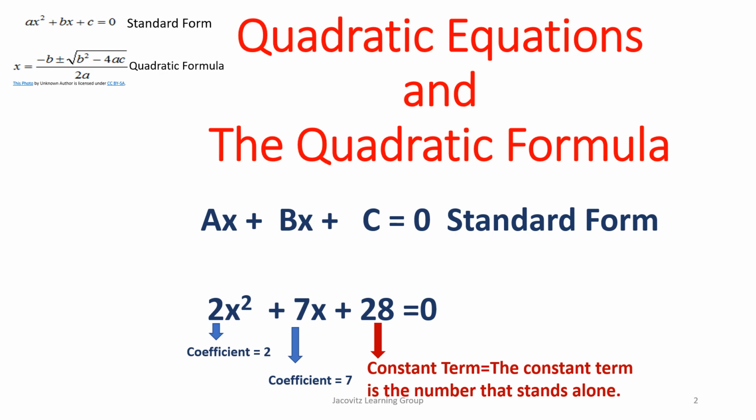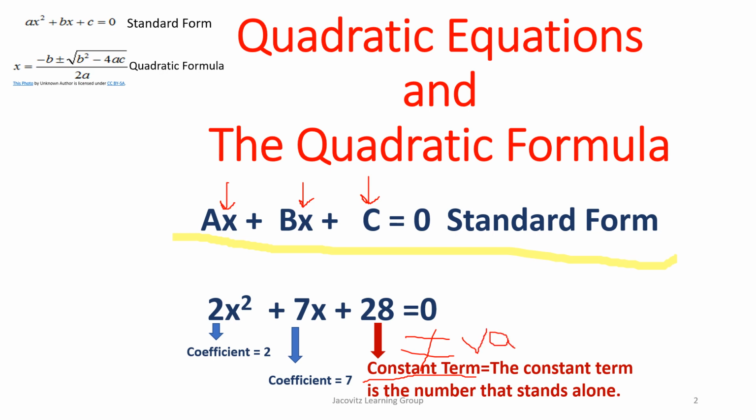This is standard form, and standard form just means you're going to do ax squared plus bx plus c. And over here we have this written, where each one of these x's is saying this is the first value of x, this is the second value of x, and here is your constant. Okay, what's a constant? The constant term is the term or the number that stands alone, meaning there is no variable.